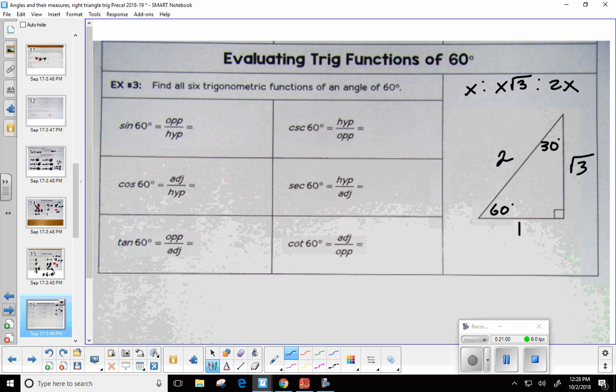Okay, so where's the opposite this time if I'm going for 60? Okay, so this square root of 3 is directly opposite 60. So this would be the hypotenuse, and then this one now is my adjacent. All right, so you have seen me run through a couple of these sets.